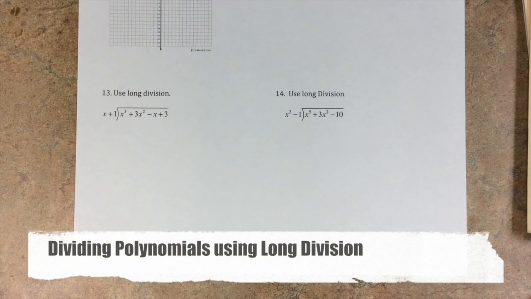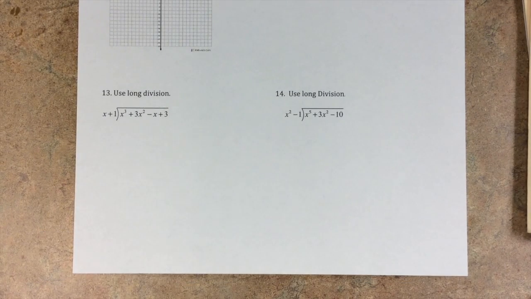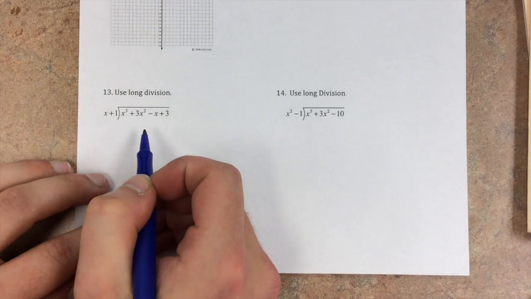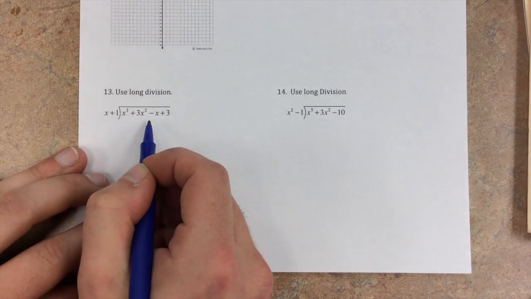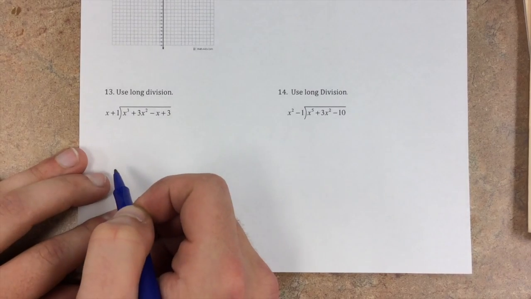Last two pieces of review. You should be experts at these by now. First two problems, 13 and 14, deal with long division. We already have the division problem set up. We want to see what x cubed plus 3x squared minus x plus 3 divided by x plus 1 is.